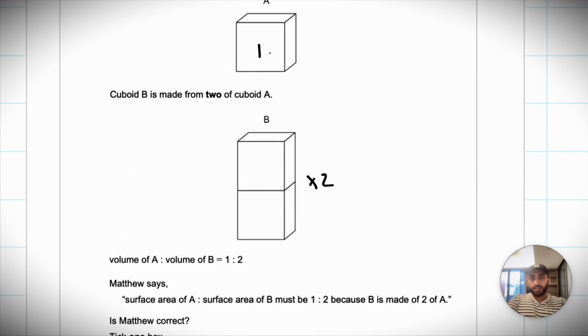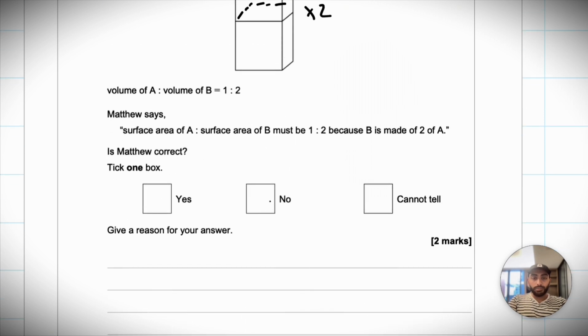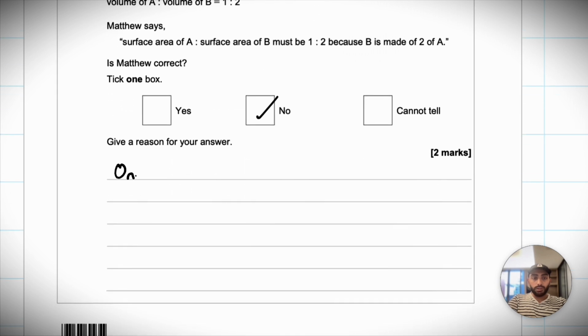The surface area is just the amount that's covered on the outside. If we take a look at shape B, we can see this face that's in the middle of the 2 cuboids is covered by each other. So we're actually missing one of the faces. The surface area of B isn't twice that of A. So we would say no, and one of the faces is covered.